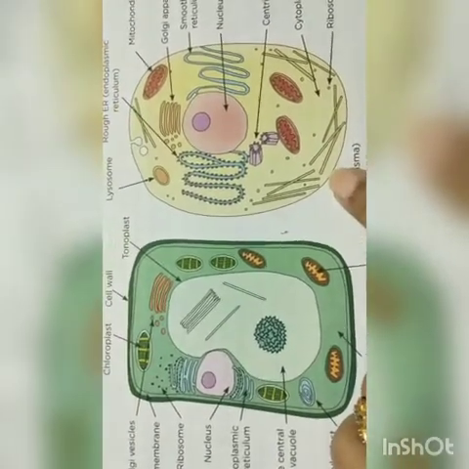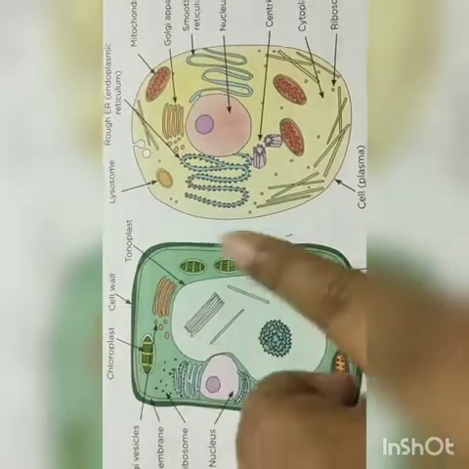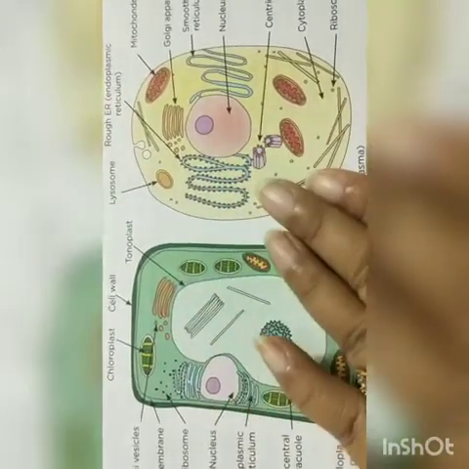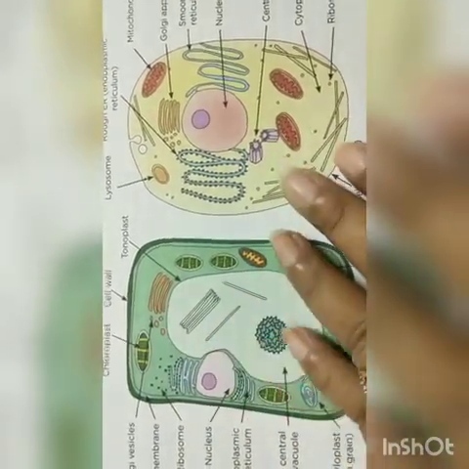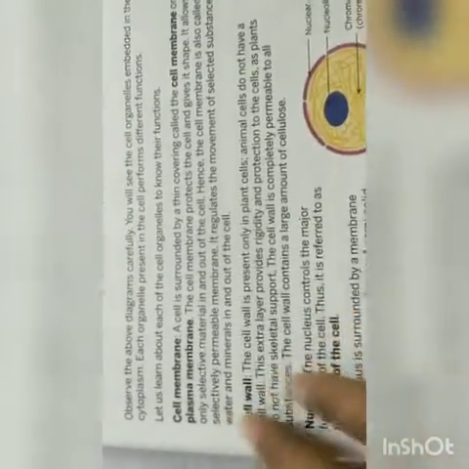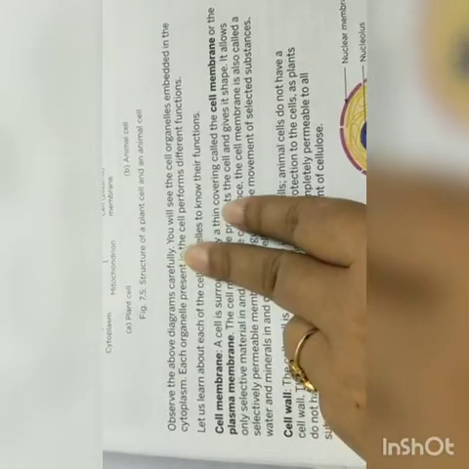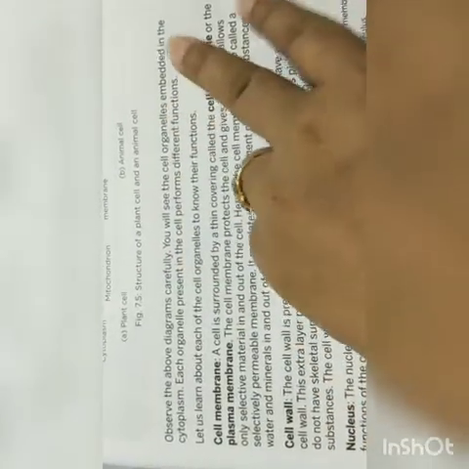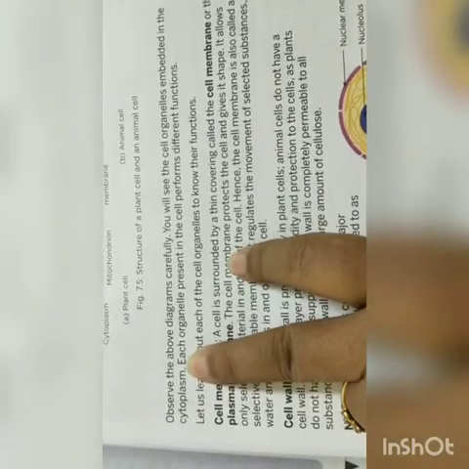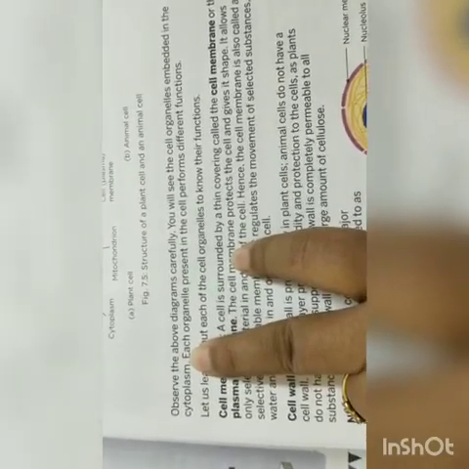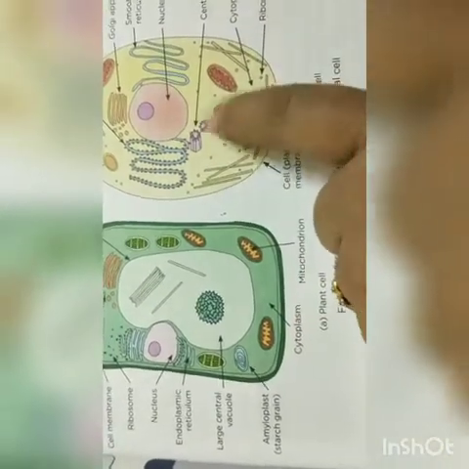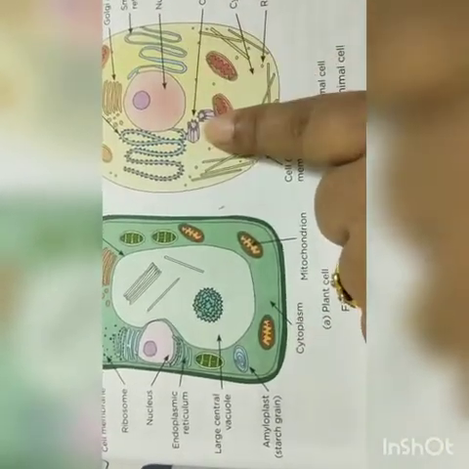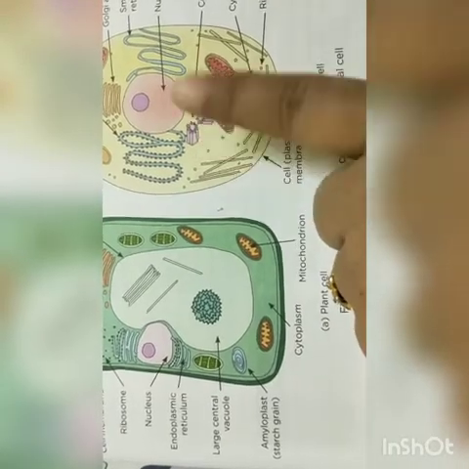So all of you study the structure, compare both structures, what things are present in the animal cell and what things are present in the plant cell. Now observe the above diagram carefully. You will see the cell organelles embedded in the cytoplasm. Cytoplasm is a fluid which is present inside the cell.